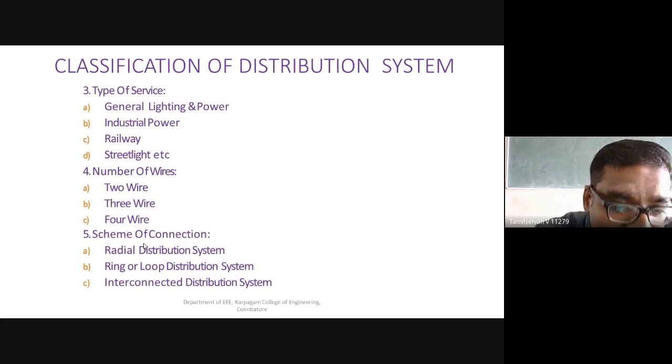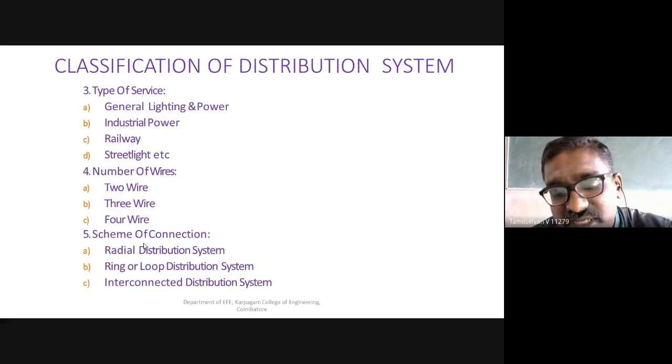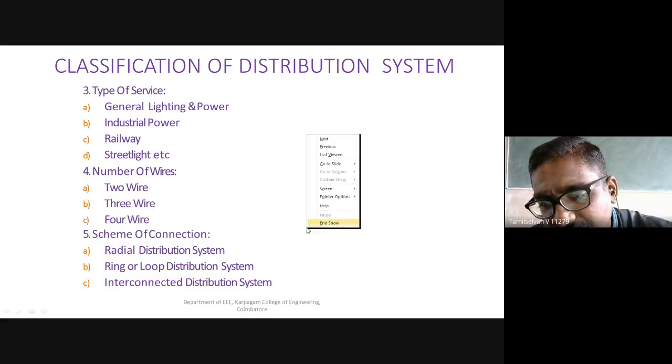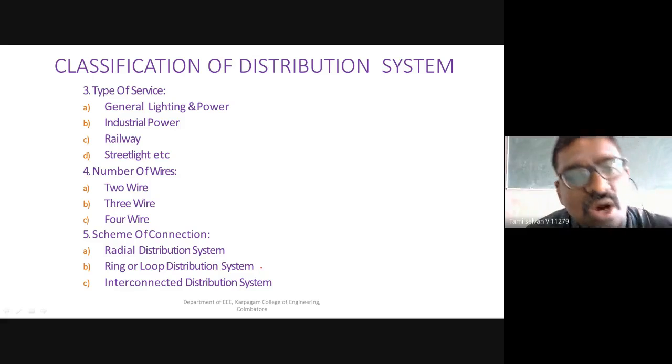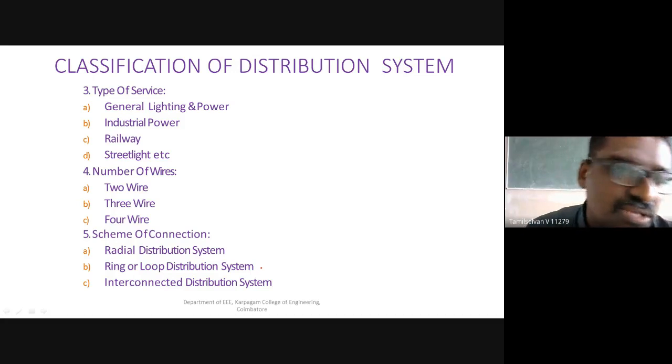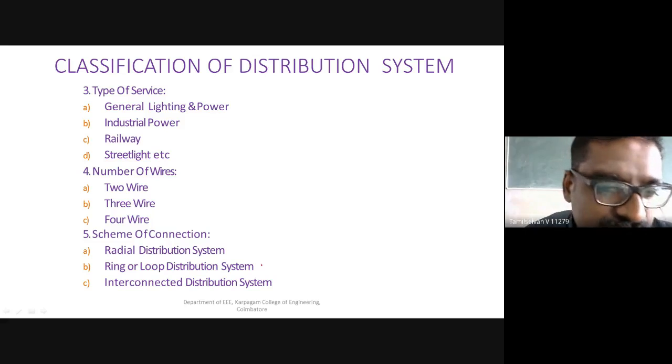Each and every system has its own advantages and disadvantages in the scheme of connections. Based on the applications, each has its own advantages and disadvantages. Apart from that, we can also classify the distribution system depending upon the type of service and the number of wires we are using.